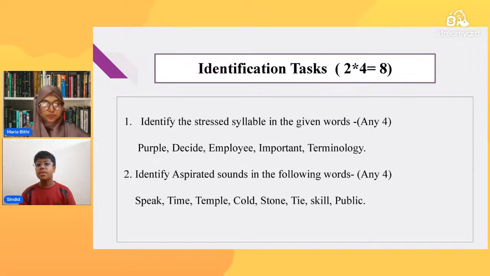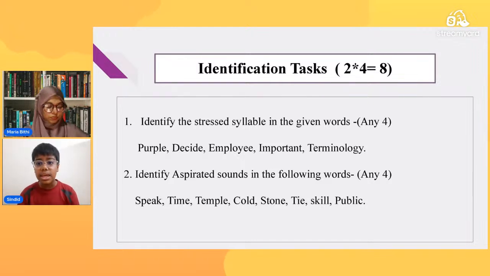Okay, sure. Number one, purple. When a noun or adjective contains two syllables, the first one is usually the stressed one. So purple, the first syllable is the stressed one. Then decide. When a verb contains two syllables, the second one is usually the stressed one. Decide, the second syllable is the stressed one.